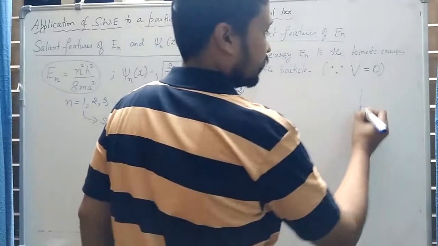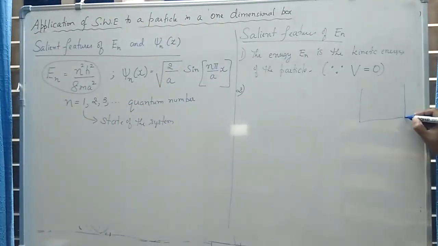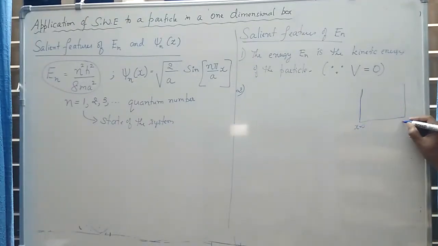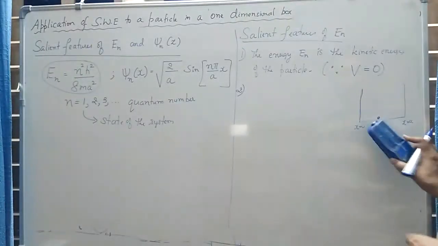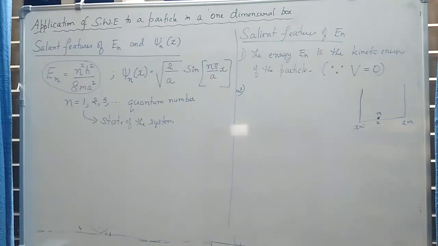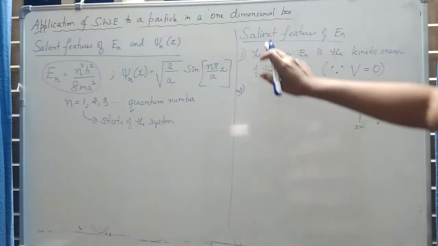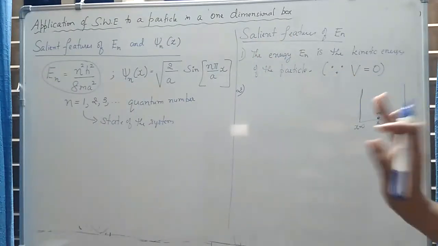So if I again redraw the particle in the one-dimensional box, this is x equal to 0 and x equal to a. A particle of mass m is located somewhere at point x, and it is not a stationary particle. It will be in continuous motion because all its energy is in the form of kinetic energy, so it will be in continuous non-stop motion.